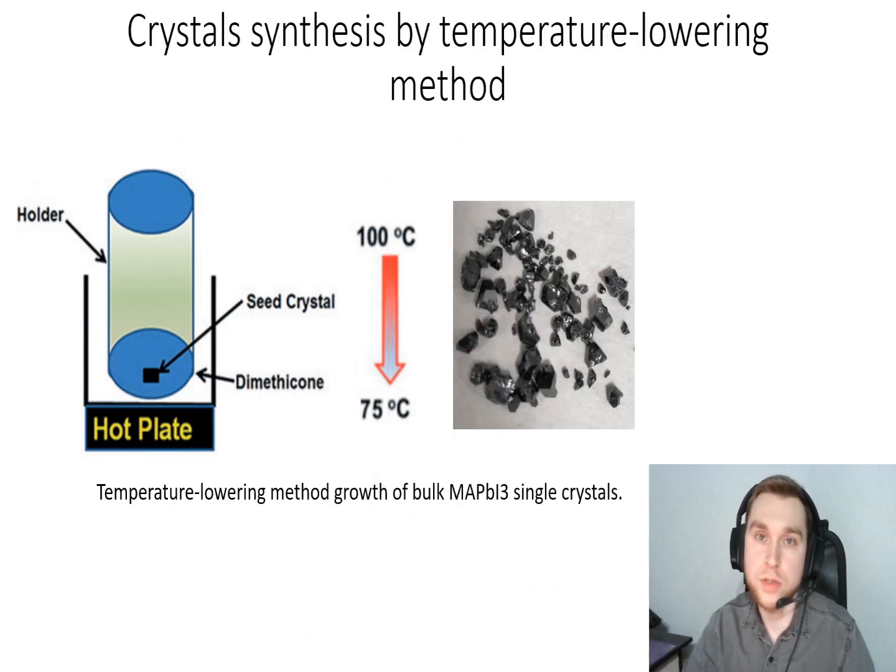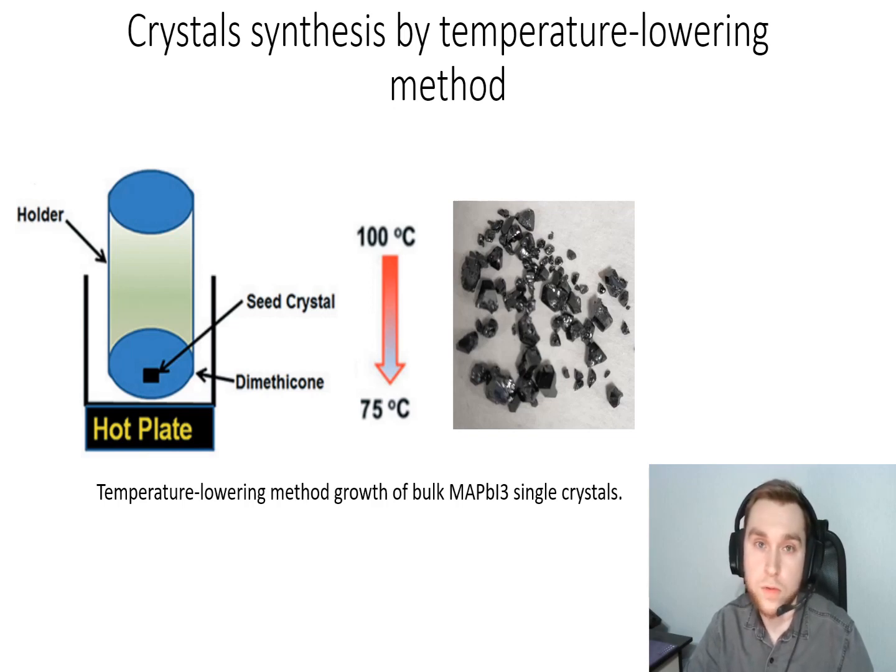To use this deposition method, we synthesized bulk perovskite crystals. The most successful result was obtained using the temperature-lowering method. This method is suitable for the growth of perovskite crystals in which the solubility of organohalide perovskites in the corresponding acid halide solvents is moderate at room temperature, but changes significantly with increased temperature.